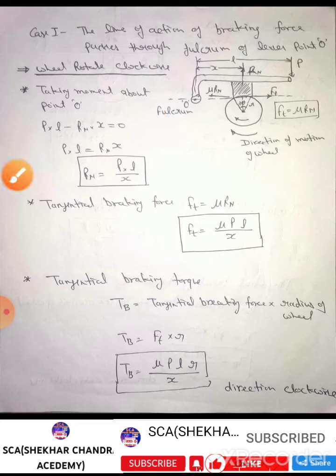There are no other forces or couples in perpendicular direction making a couple about point O. That means P into l minus Rn into x equal to 0. This is simplified as P into l equal to Rn into x. Here Rn, normal reaction, equal to P into l upon x.